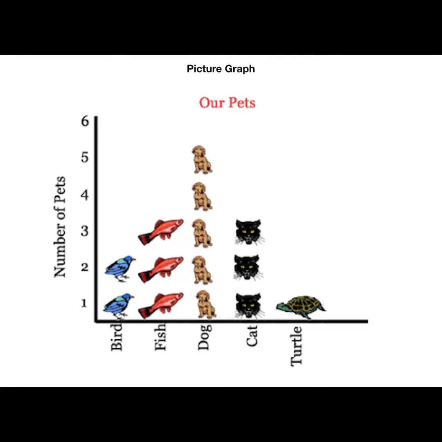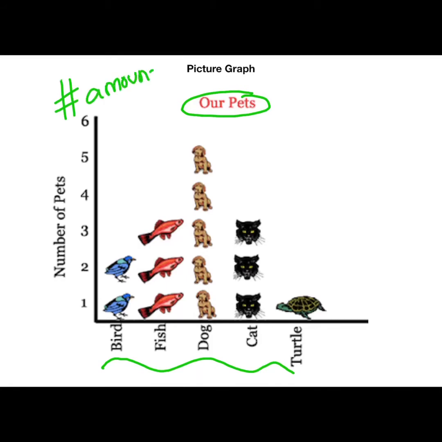So a picture graph is just like the other types of graphs that we've been learning. It tells the same type of information. It gives you a title, it gives you the type of information, and it gives you the number or the amount. The main difference is that the way that the data is represented is not by an X or by a bar, it's represented by a picture. So for birds, there are two birds, so there are two pictures of a bird.